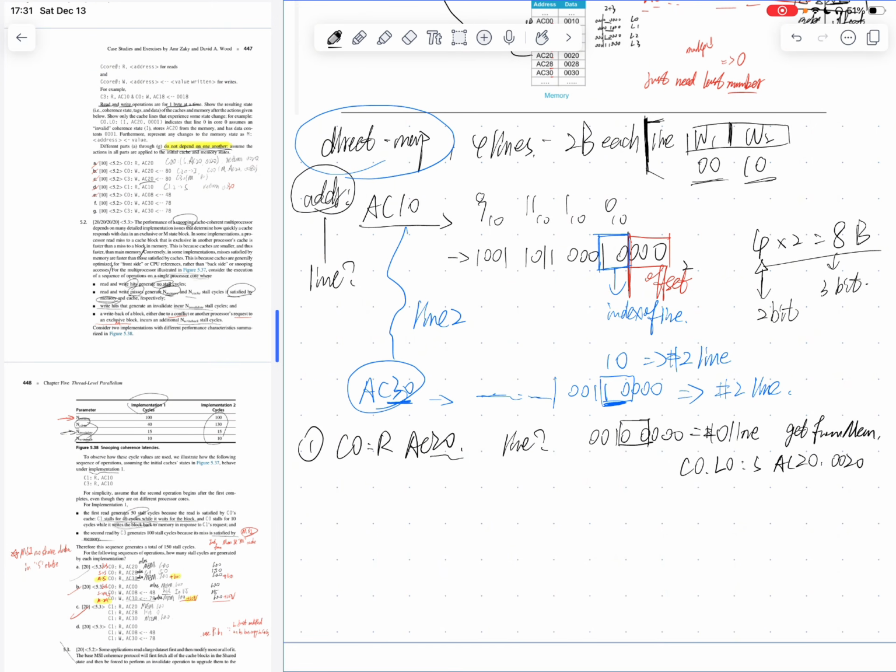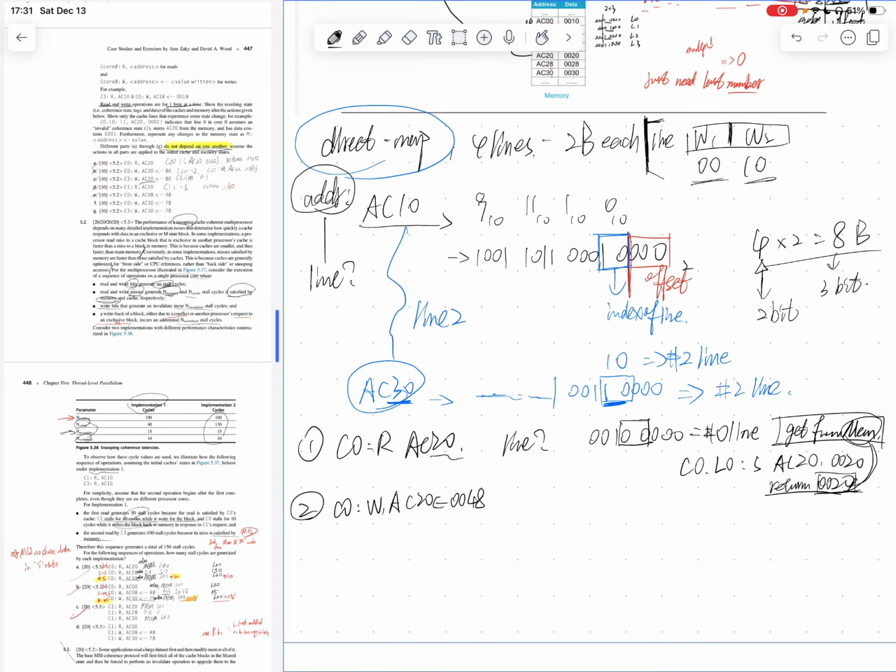So here is the first one you need to know. And also, there is a return, right? Because you get it from memory. The memory will return something, and the 0020 is the data returned from the memory. That is the return. And the second, C0 wants to do what? Write to AC20, the number is 80. Actually, it will be 0080. Sorry, I modify it into 48.